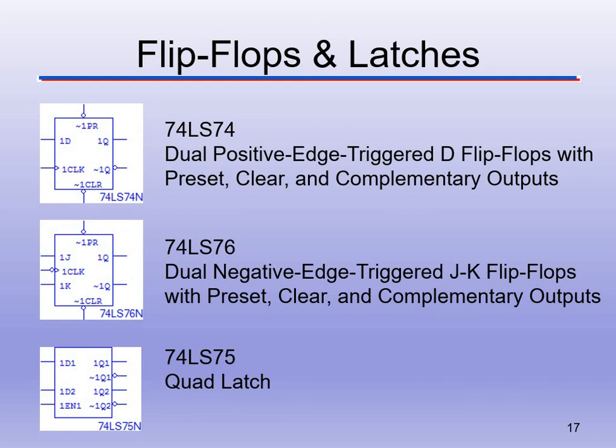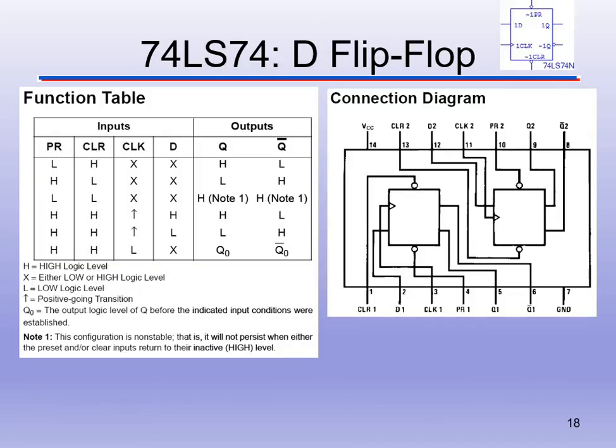But these are the tags that you need to know. So if we have to breadboard, you have to pull up the data sheet on all of these. The 74LS74, that's our D flip-flop. The 74LS76, that's our negative edge triggered JK flip-flop. So these are the chips that we have in class. And then we have the 74LS75, that's the quad latch. So those are the flip-flops that we're going to use in class and breadboard.